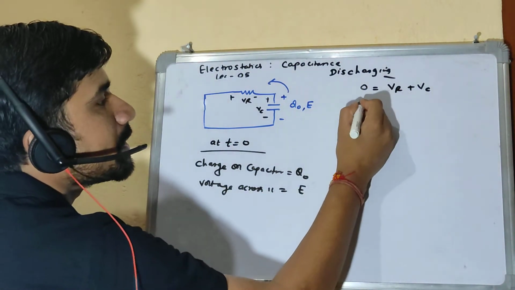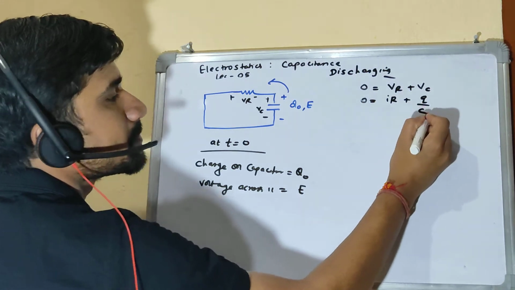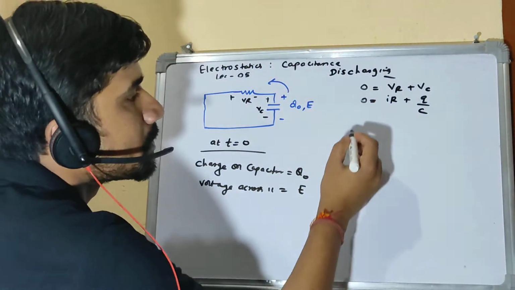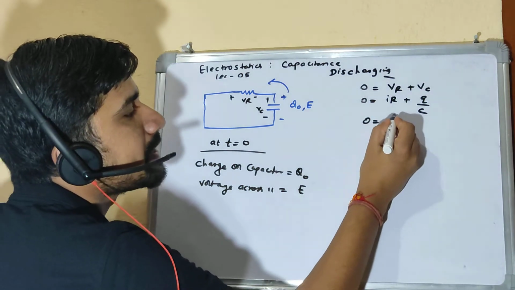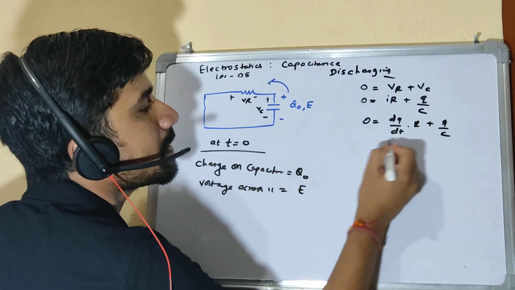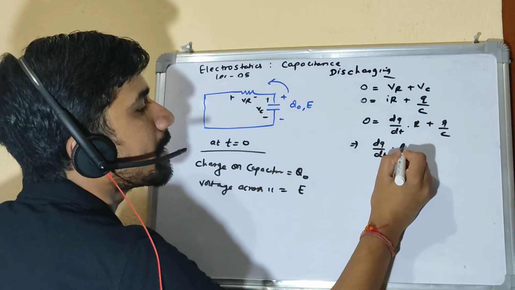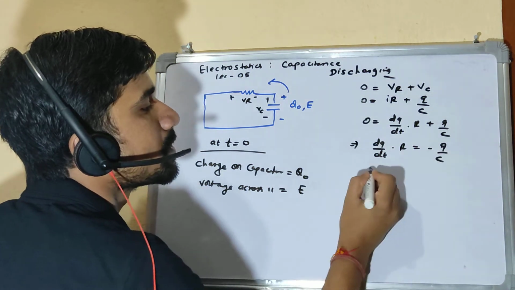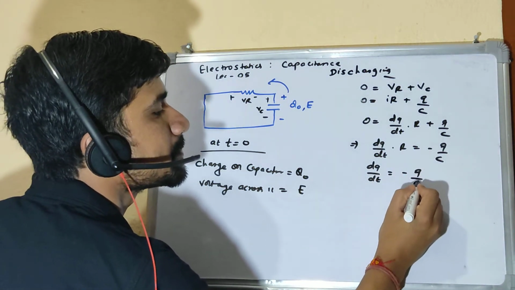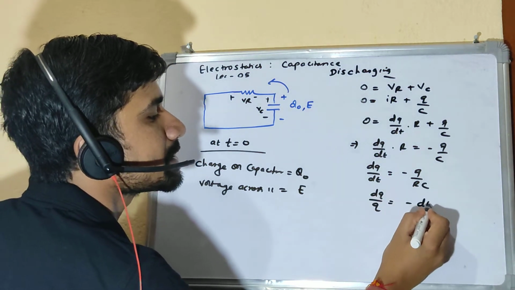So VR is nothing but IR, and VC is nothing but Q by C, right? So 0 is equal to I, which is dq by dt, into R plus Q by C, right? So dq by dt into R equal to minus Q by C, dq by dt equal to minus Q by RC, dq by Q equal to minus dt by RC.